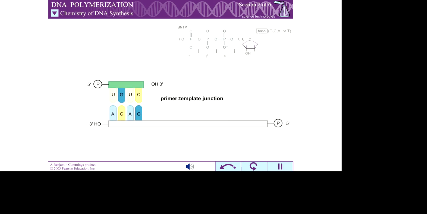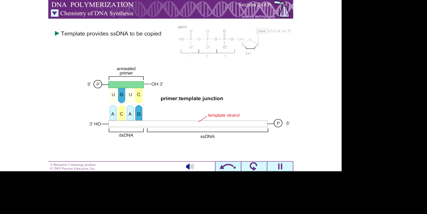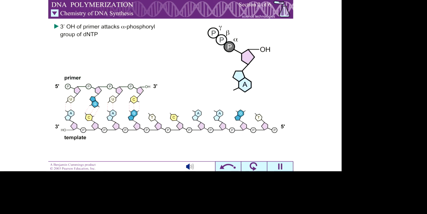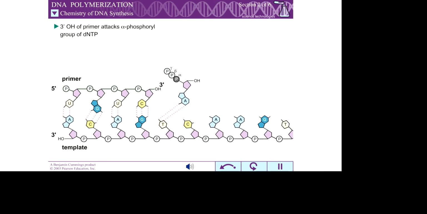The primer-template junction has two key components. The template provides the single-stranded DNA to be copied. The primer provides a free 3' hydroxyl at which a dNTP can be added. The 3' hydroxyl of the primer strand attacks the alpha phosphoryl group of the incoming dNTP in a nucleophilic substitution reaction. The leaving group for the reaction is pyrophosphate, which is formed from the beta and gamma phosphoryl groups of the dNTP.